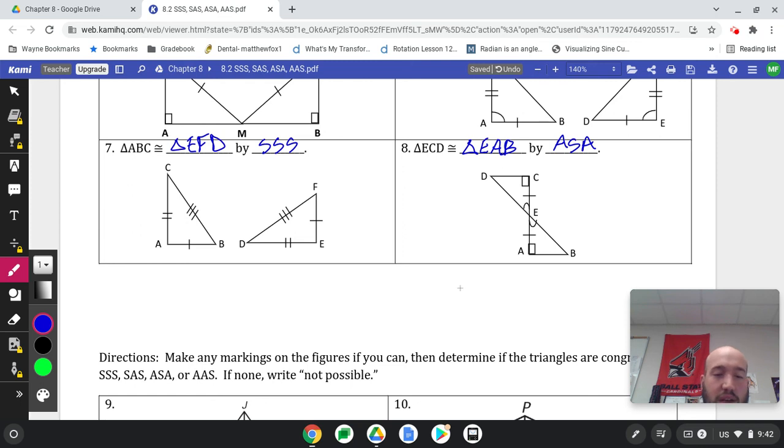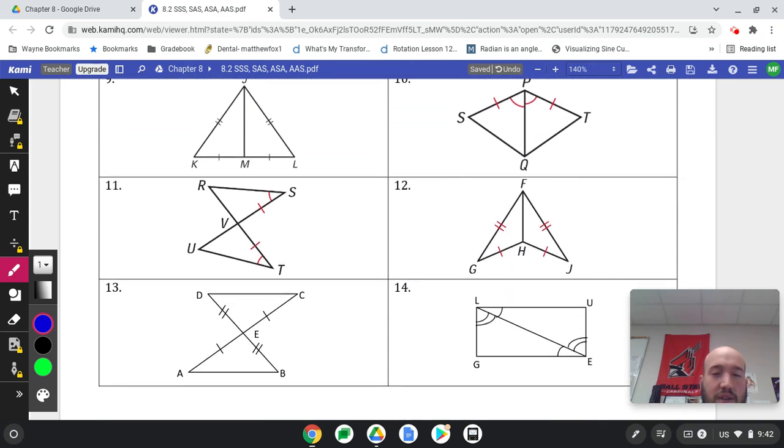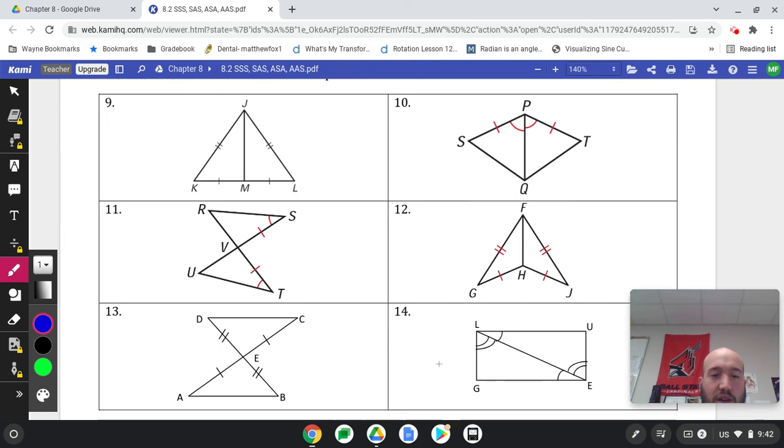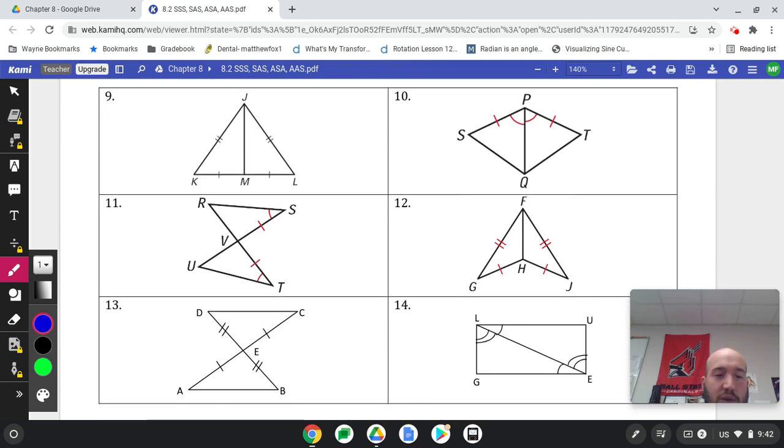Okay. Now, these last 6 were an exit ticket in class. If you were not in class, maybe try them on your own. Okay, all I need is SSS, SAS, ASA, or AAS. Tell me which one it is. So pause the video. You could email me 9, 10, 11, 12, 13, and 14.